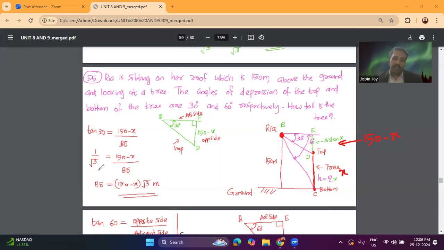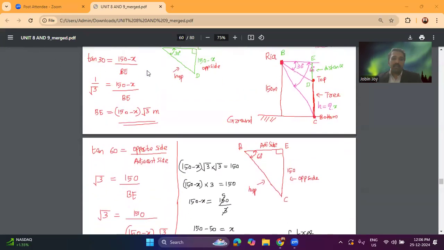So what is tan 30? Tan 30 is 1 by root 3. 1 by root 3 is equal to 150 minus x divided by BE. Then cross multiplication: BE is equal to (150 minus x) into root 3 meter. Next I am calculating tan 60.